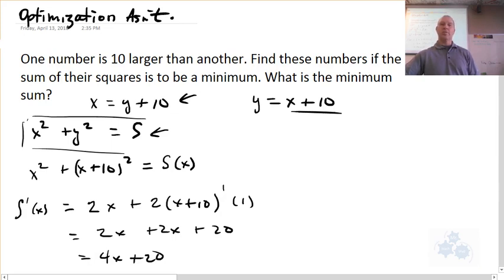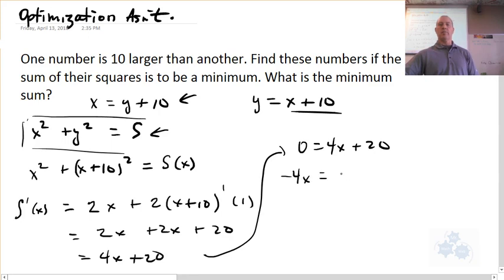Now, if there's going to be a max or min, or something that we can optimize, it's going to be at a critical number. So we want to find out where the critical number either doesn't exist, or equals 0. So there is no value for x that's restricted. So there's no critical number where this doesn't exist. So you want to let this equal 0. 0 equals 4x plus 20. When you solve for x, you get x equals negative 5.